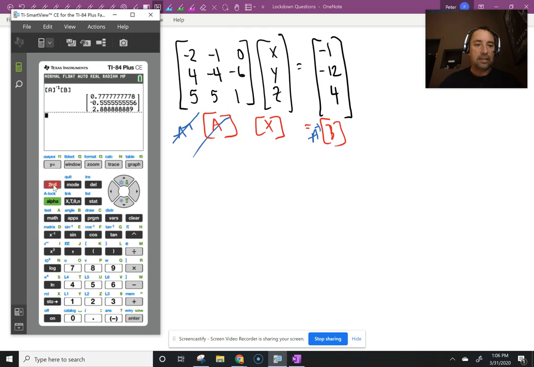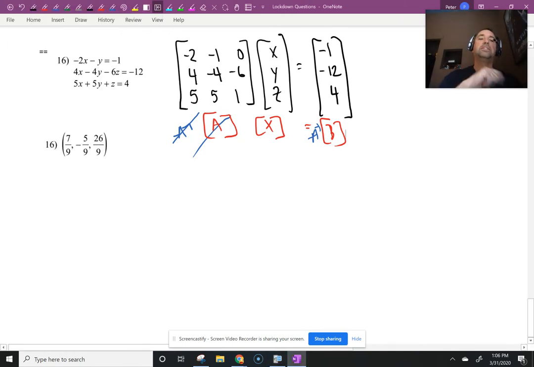But if I hit math, not second, just math, the first one is change to fraction. Enter, enter. There it is, 7 ninths, -5 ninths, and 26 ninths. And I check my answer, and they're the same. So I'm feeling pretty good.